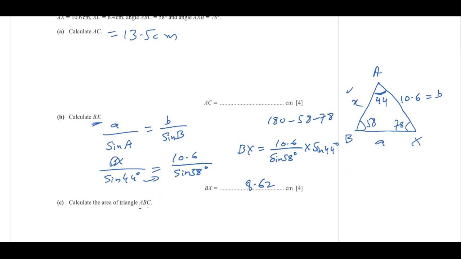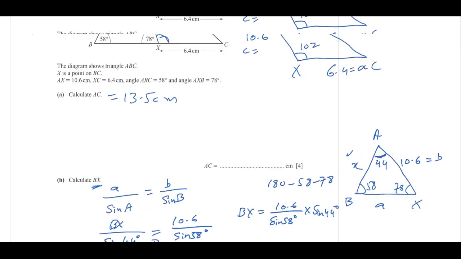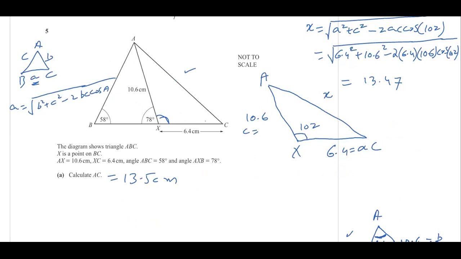Then calculate the area of the triangle ABC. For this full triangle ABC, I have to find the area. Now this side I found is 8.62. For finding the area, obviously I can do it two ways. I can find the area for this triangle separately, and the area for this triangle separately. But that we will do in our next part.